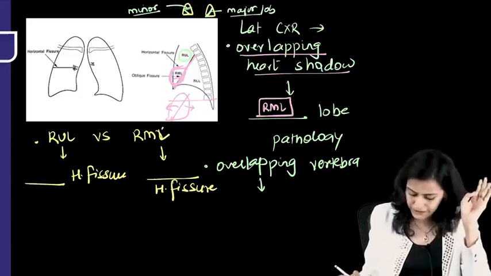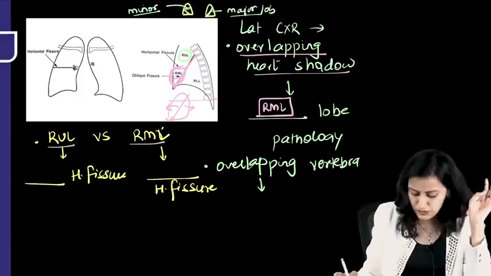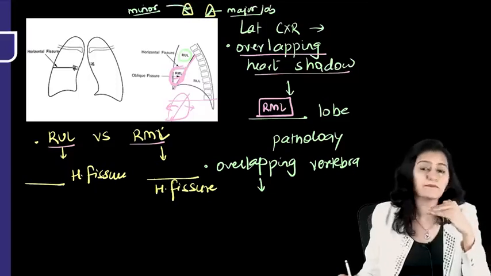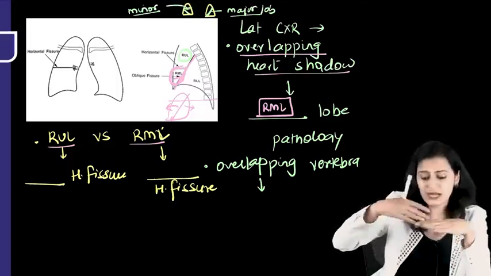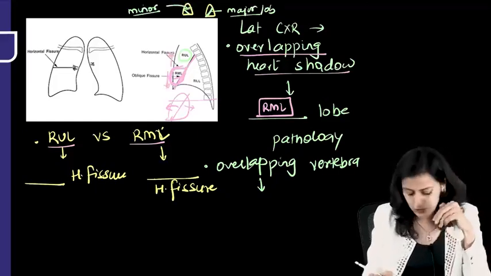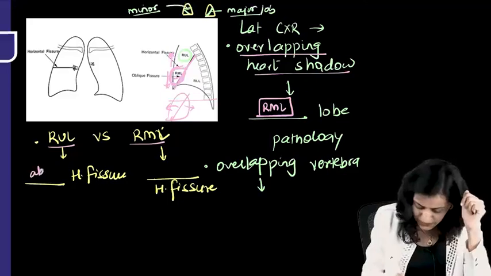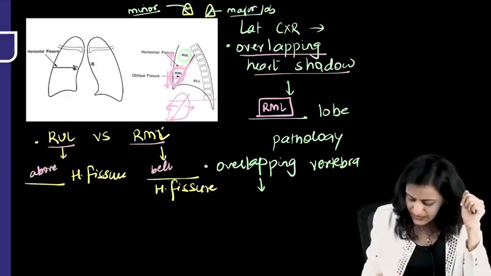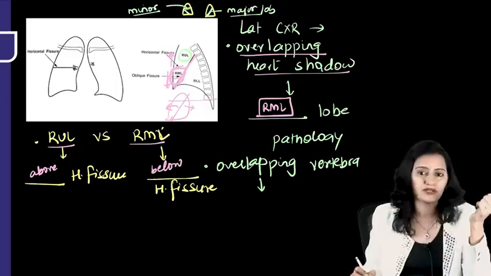Very, very important: how do you differentiate right upper lobe versus right middle lobe on a PA chest X-ray as well? Above the horizontal fissure is the right upper lobe, below is the right middle lobe. So the right upper lobe is above the horizontal fissure, and the right middle lobe is below the horizontal fissure.